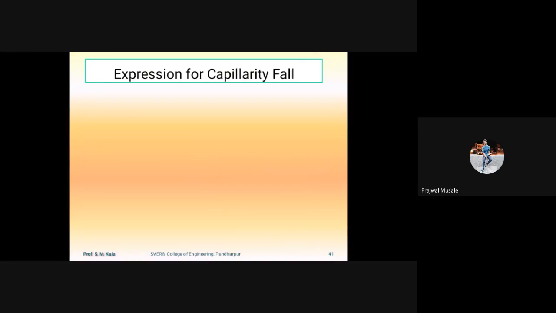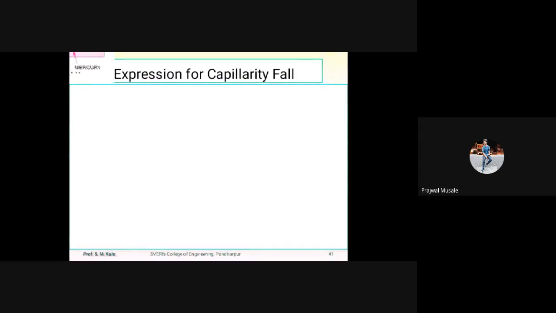Similarly, we have to find out the expression for capillary fall. As I have mentioned, capillary rise occurs when the adhesive force of attraction has a higher value as compared to the cohesive force of attraction. That means in the case of water and glass molecules, the adhesive force has a higher value as compared to any two water molecules. That's why there was a rise of water level inside the capillary tube.